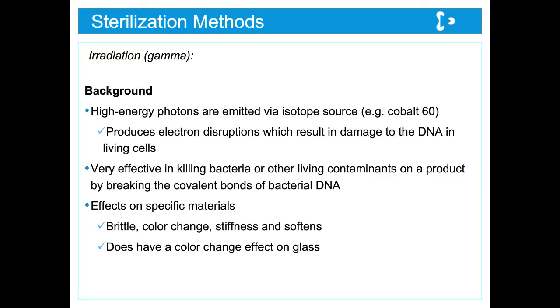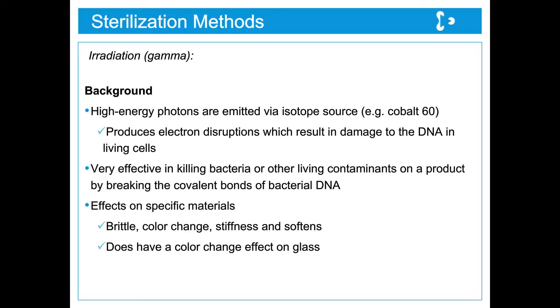Lastly, let's get into irradiation, and this is specifically gamma irradiation. This works as high energy photons are emitted via an isotope source. It's usually cobalt-60, and the cobalt-60 actually destroys the DNA in living cells. It's a very effective sterilization process because it actually breaks the covalent bond of the bacteria's DNA.